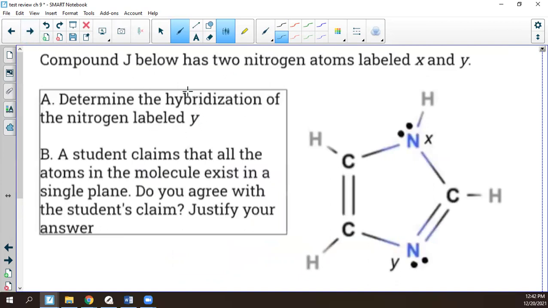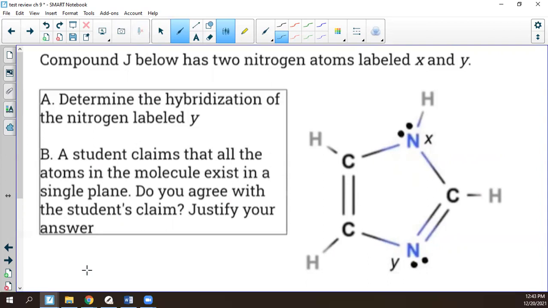Okay, compound J has 2 nitrogen atoms, X and Y. So here's X and Y. What's the hybridization of the nitrogen labeled Y? SP. Why? 2 bonding domains. A student claims that all the atoms in the molecule exist in a single plane. Do you agree with this student's claim? Why?